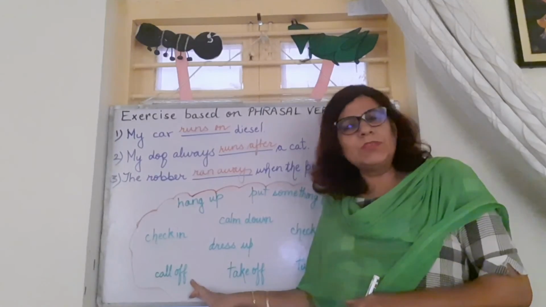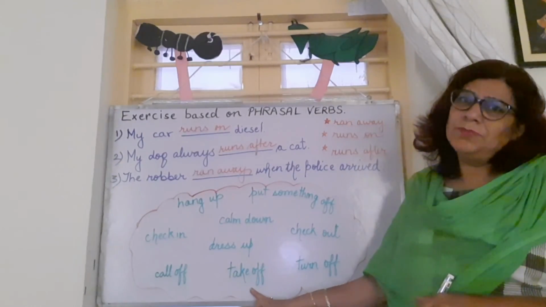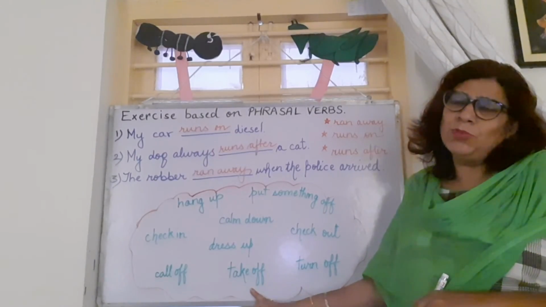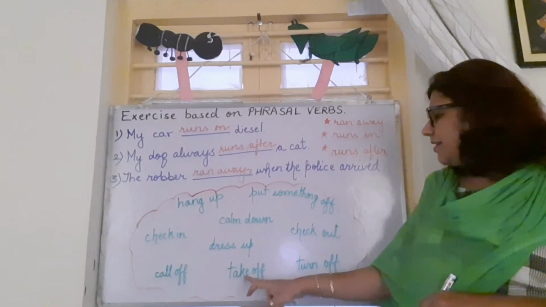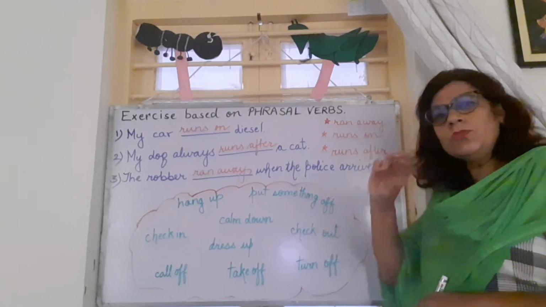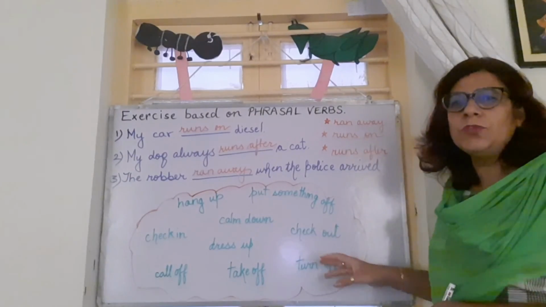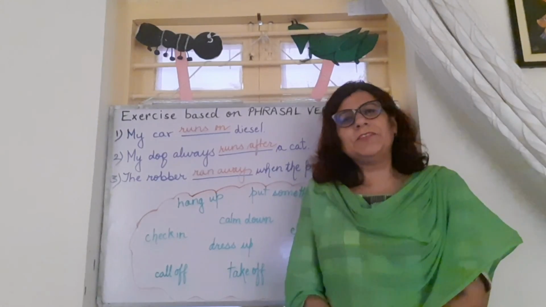Call off. Call off is to make and announce an end. Then take off. Here, we know that when we board a flight, the flight takes off, right? And we start our journey. Then turn off. Turn off here means to switch off. So these are a few phrasal verbs, and the rest of them we will discuss in the Google Meet class and clarify any doubts.